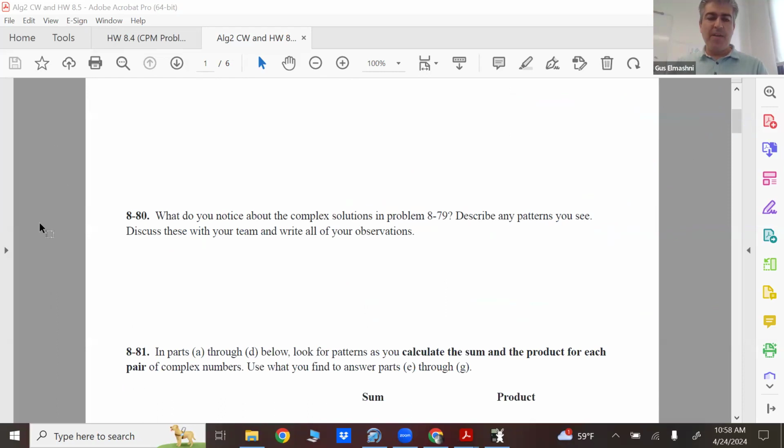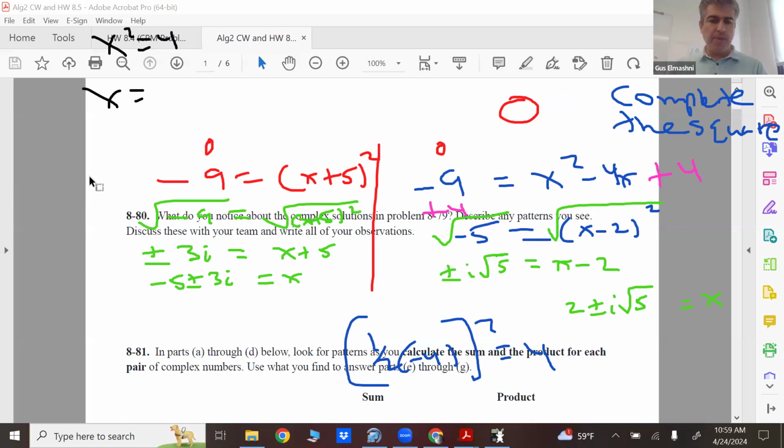All right, moving on. What were the answers again? Yeah, negative 5 plus or minus 3i. So let me snatch that, let me snatch the other one, and let me get rid of everything else.